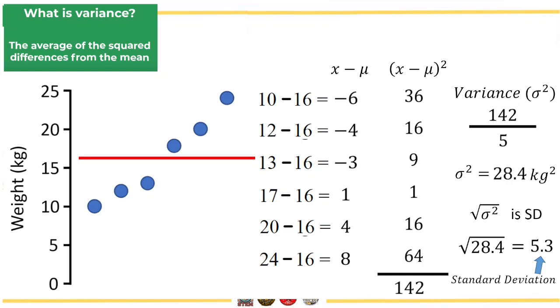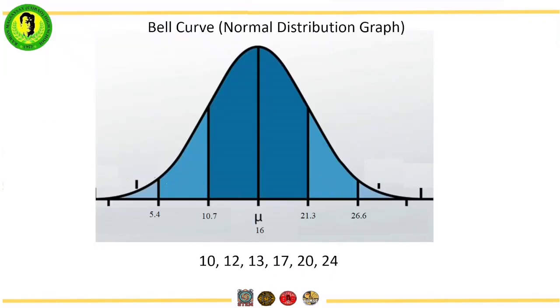Again, what is the standard deviation? 5.3. So 16 minus 5.3 is 10.7. 10.7 minus 5.3 is 5.4, and so on. So that is 2 standard deviations away from the mean, going to the left. And going to the right, 1 standard deviation is 21.3, and 2 standard deviations is 26.6. Clear?